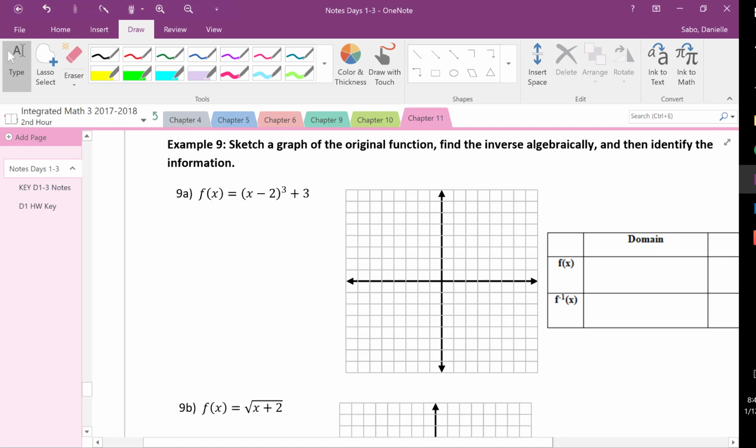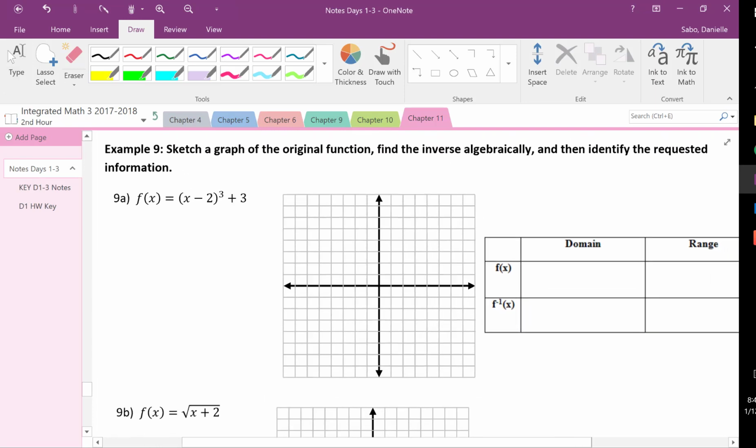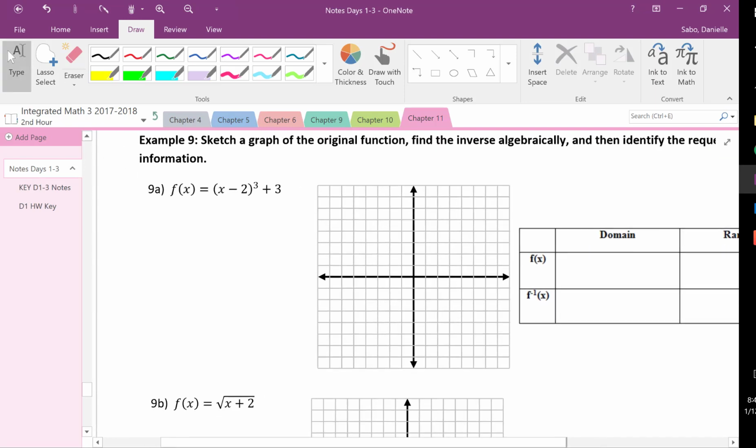So it says, sketch a graph of the original function, find the inverse algebraically, and then identify the requested information. This one's going to be a pretty easy one because we're talking about cube roots, and cube roots are easy. Now, do you remember what a cube root kind of looks like just based off of what we learned last semester?